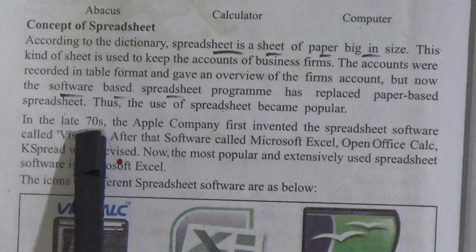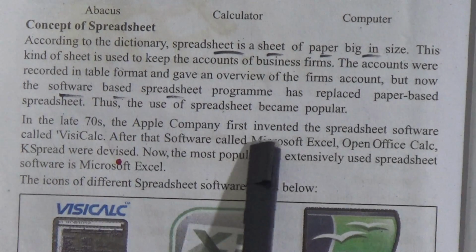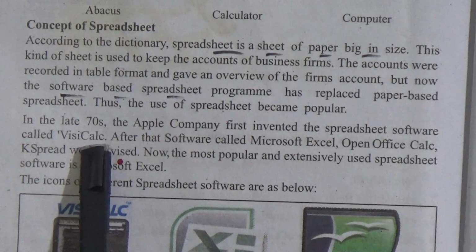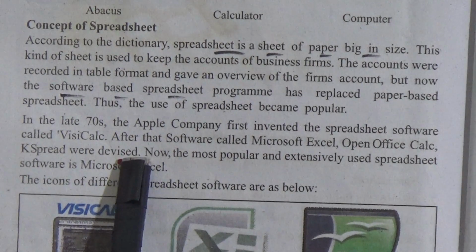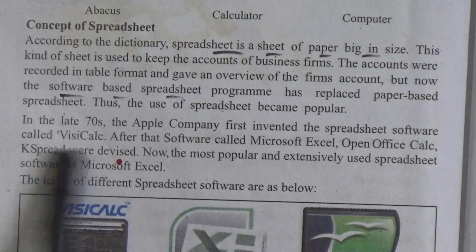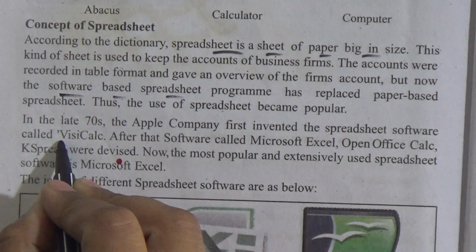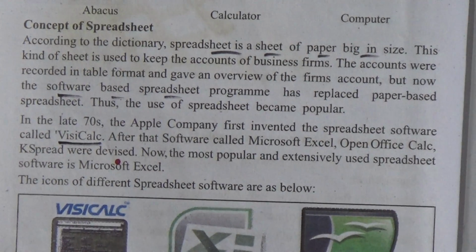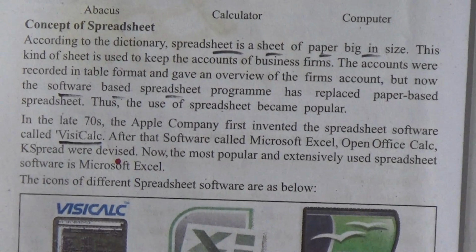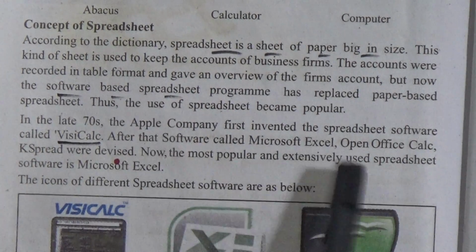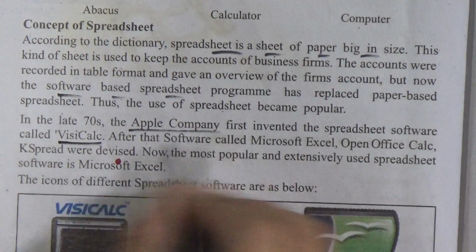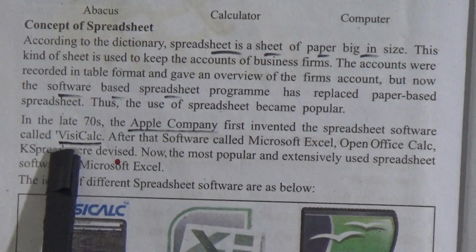In the late 70s, the Apple company first invented the spreadsheet software called VisiCalc. VisiCalc means a visible calculator. Listen, it is very important and you must memorize that this is VisiCalc, a visible calculator. And the Apple company first invented the visible calculator or VisiCalc.